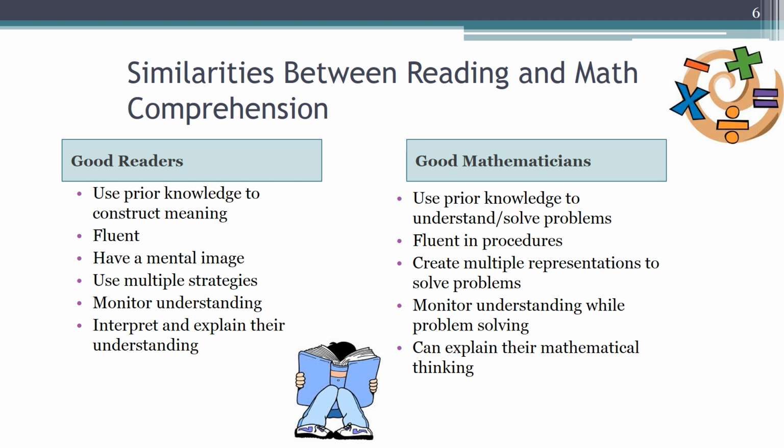Good readers create mental images and use multiple strategies. Good mathematicians create multiple representations to solve problems. Good readers monitor their own understanding. Good mathematicians monitor their problem solving. Good readers interpret and can explain their understanding and their thinking. Good mathematicians can explain mathematical thinking.